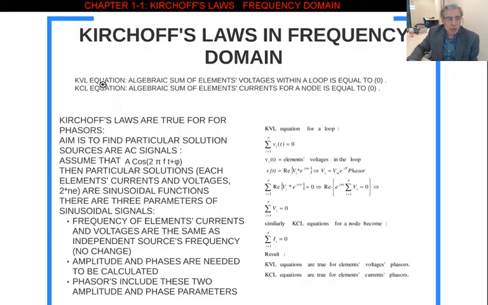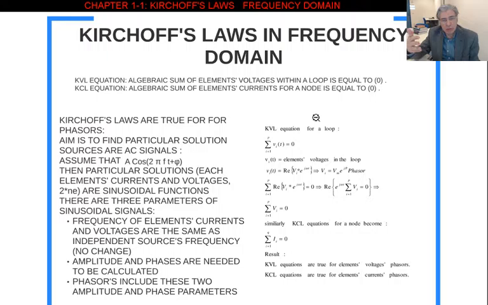Just remember what the Kirchhoff voltage law equation is. Algebraic sum of the elements' voltages within a loop is equal to 0. Algebraic sum of the elements' currents for a node is equal to 0. So the Kirchhoff voltage law equation in time domain, you can write as this. For a loop, if there are p elements in that loop, the summation of these elements' voltages is equal to 0. Algebraic summation means there is going to be a sign in front of those voltages.